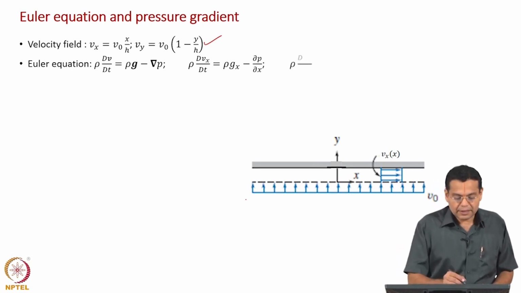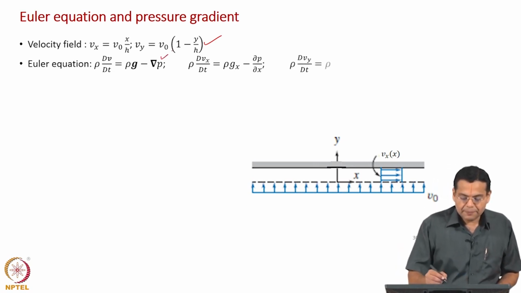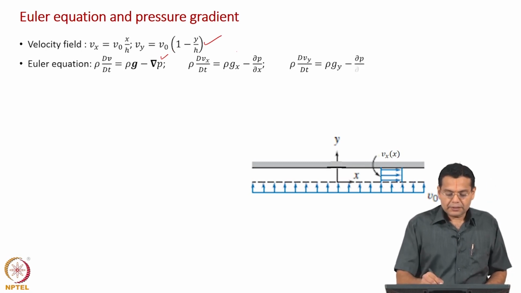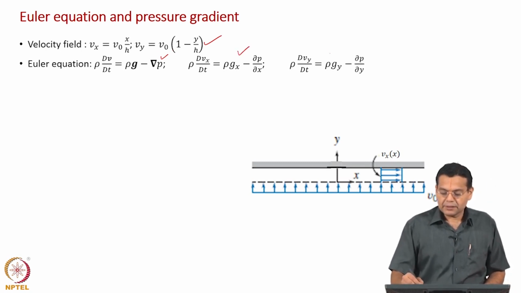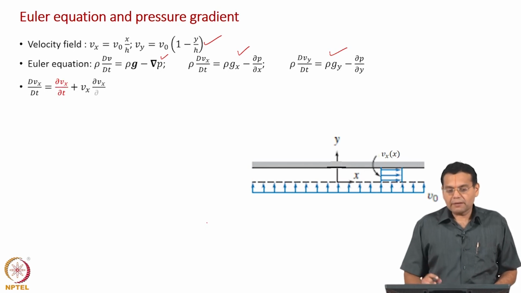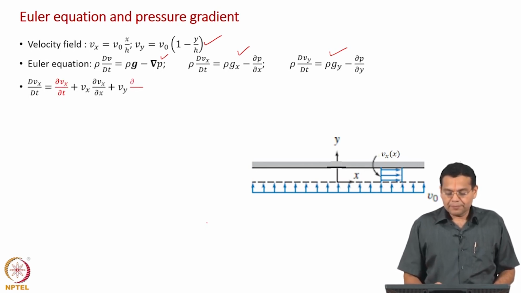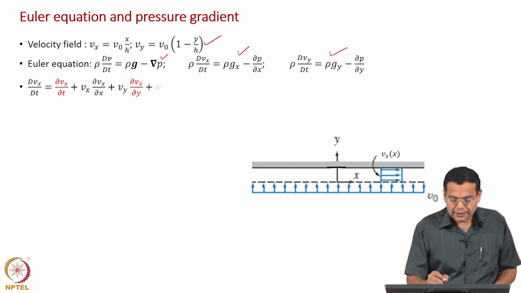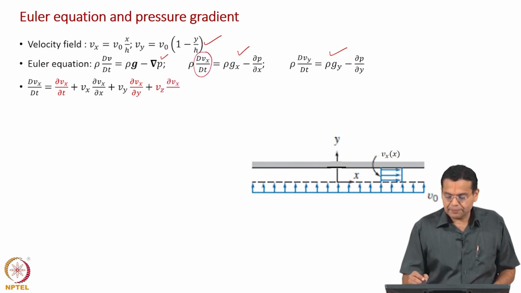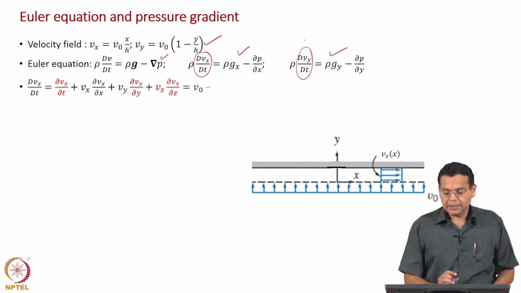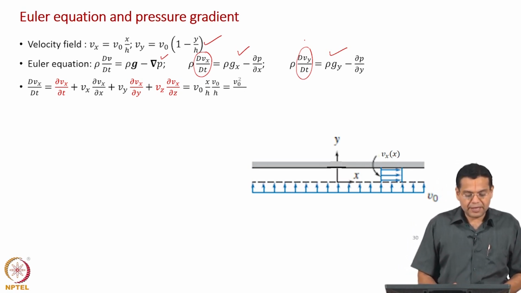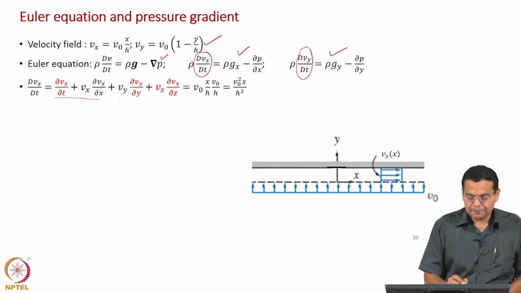Okay. So, we will write the Euler equation in the component form, this is in the x direction, this is in the y direction. To evaluate the x and y component, we need to evaluate the dvx by dt term and dvy by dt term on the left hand side. So, let us take dvx by dt, expand and write in this way.